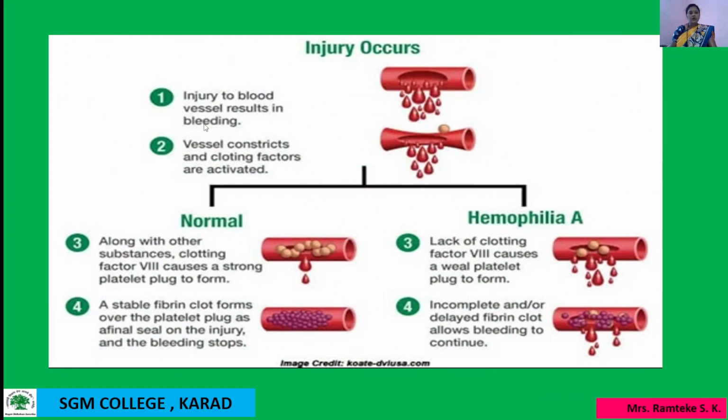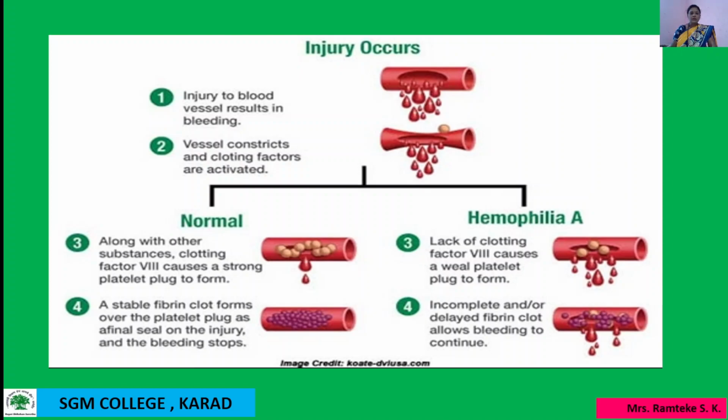Then see here, when injuries occur, injury to blood vessels results in bleeding. Here is normal blood clotting, and here is hemophilic. In hemophilia, the lack of clotting factor causes the platelet plug to form incompletely, and the delayed fibrin clot allows bleeding to continue.